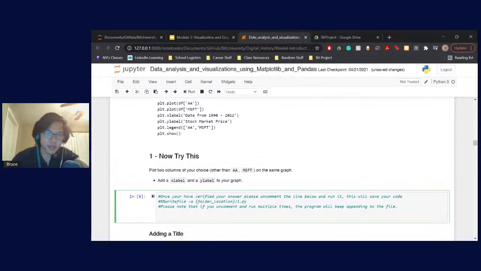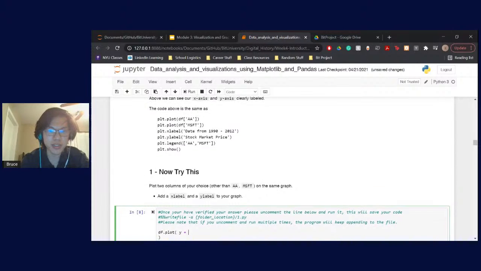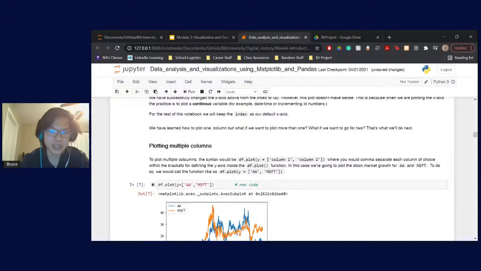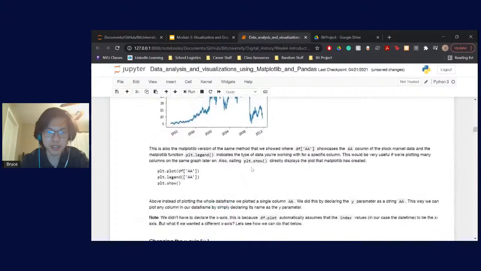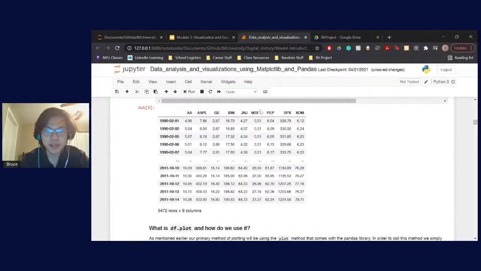Okay. So df.plot, that's what we've been doing this whole time. And in order to plot some columns, recall that we need to be passing y is equal to. And then y is equal to what? If we want to plot more than one column, then we have to have a list of column names. And let's choose which columns to be plotting. What do I care about? Pepsi and Johnson & Johnson.